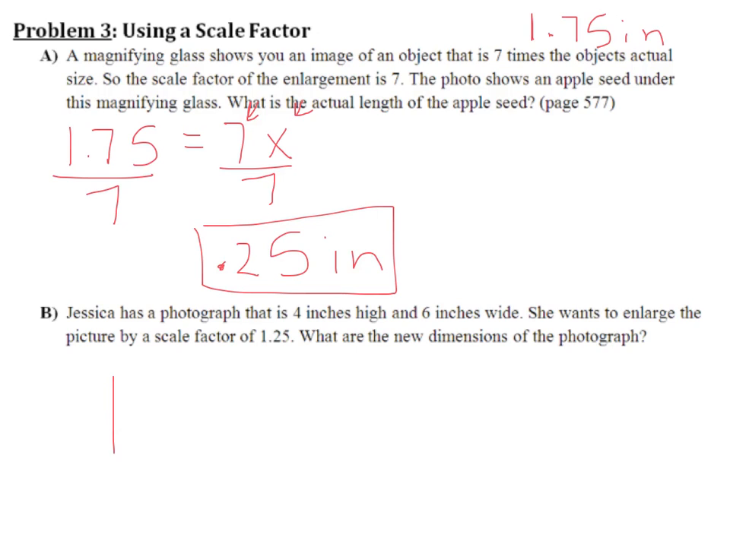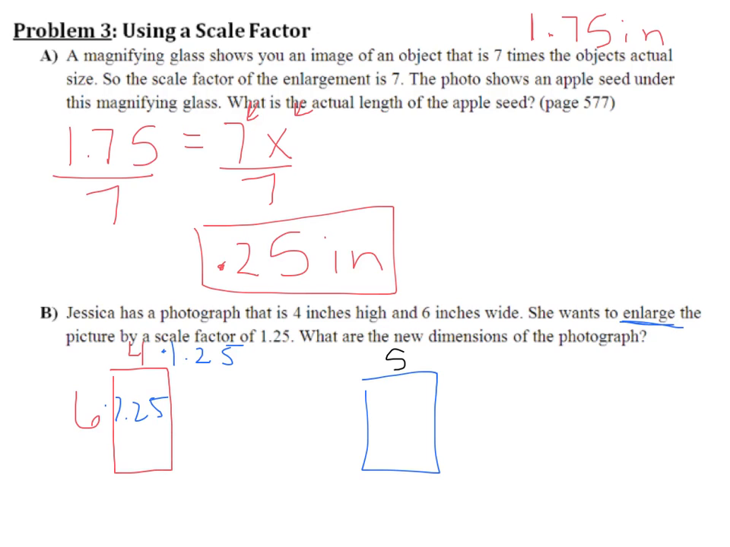For the second one, I would draw out a picture. She has a picture that's 4 by 6 inches and she wants it enlarged by 1.25. So that means each side has to be multiplied by your scale factor. So if I were to multiply each side by 1.25, what are the new dimensions? So I do 4 times 1.25, that's going to be 5, and 6 times 1.25 is going to be 7.5. So my new dimensions would be 5 inches high and 7.5 inches wide.